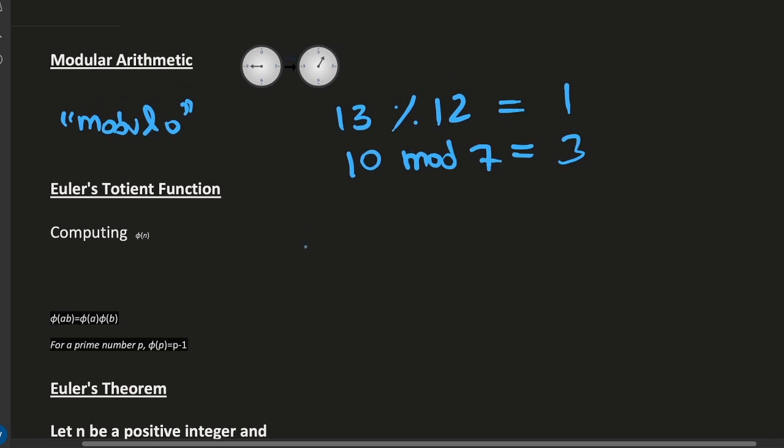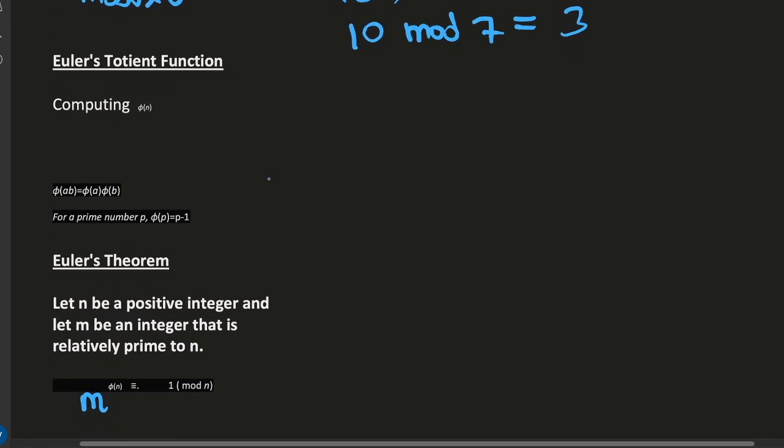So this is modular arithmetic. Then let's talk about Euler's totient function, denoted by phi of n, in case this is not visible. So what is phi here? This totient function is equal to the count of numbers less than n which are co-prime to it. By co-prime, it means relatively prime, as in there should be no common factor other than 1.